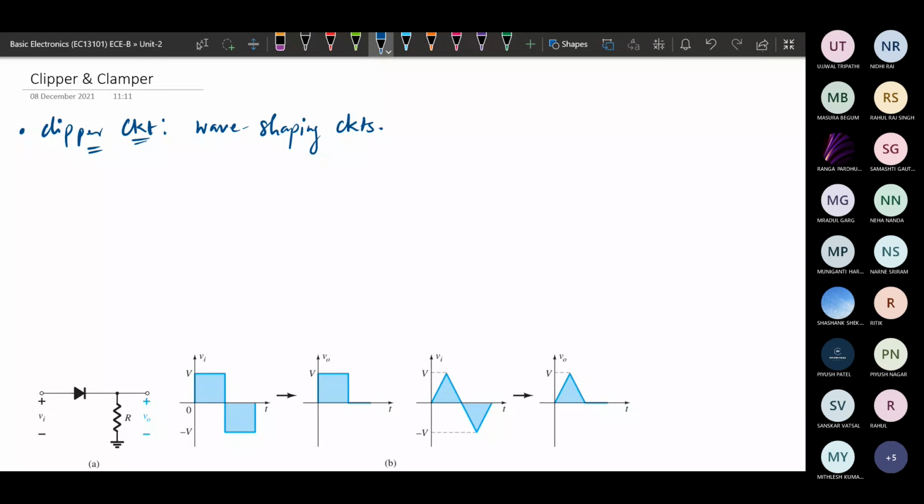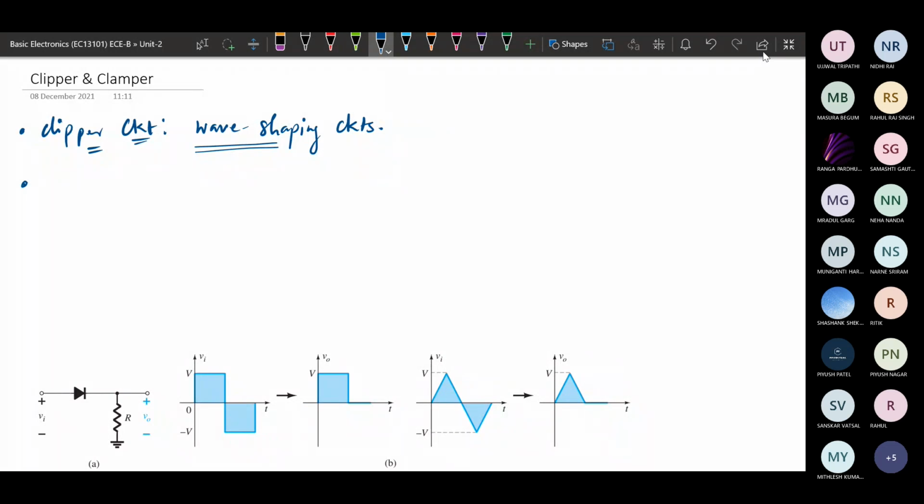The waveform will have some distortion or some loss, based on our desired requirement. So we need to modify the given waveform according to our requirement, and for that we will be using clipper and clamper circuits basically. So these are called wave shaping circuits. Whatever waveform is there, we are going to shape it or give another form of that waveform. We will see how that is obtained.